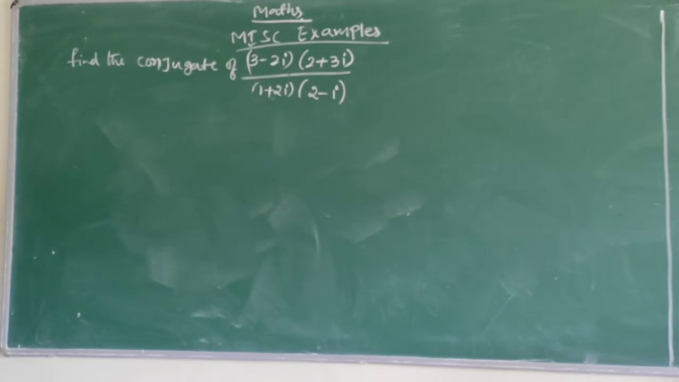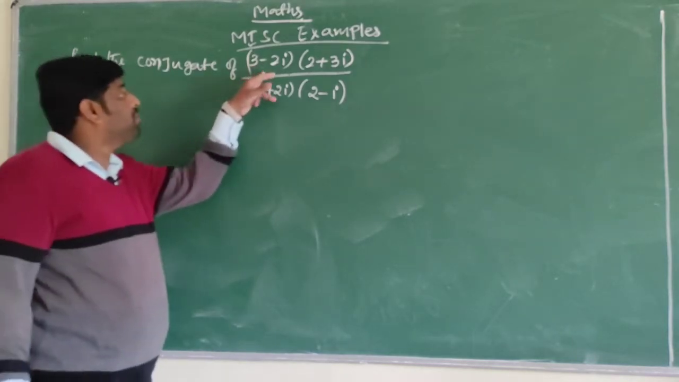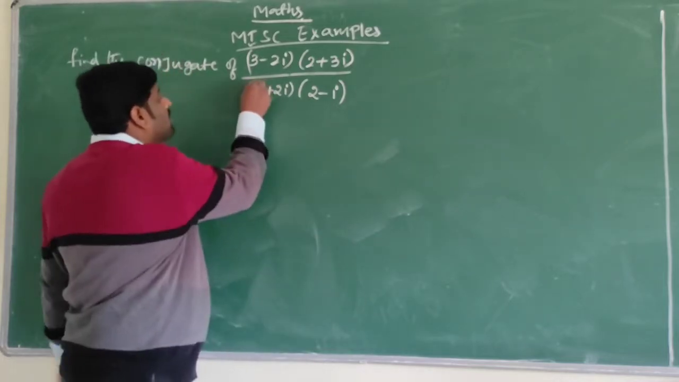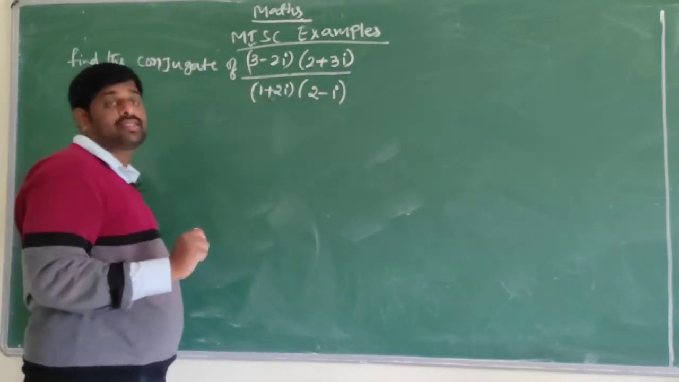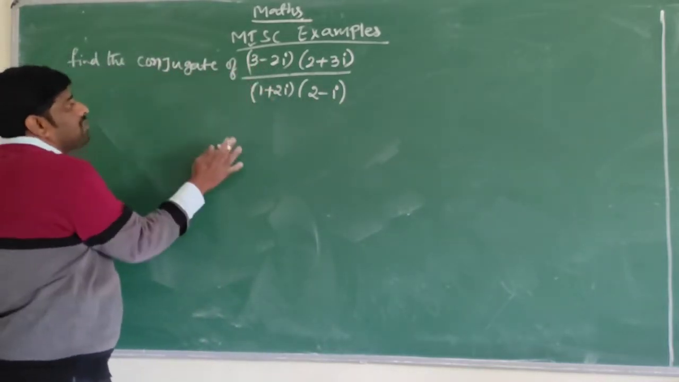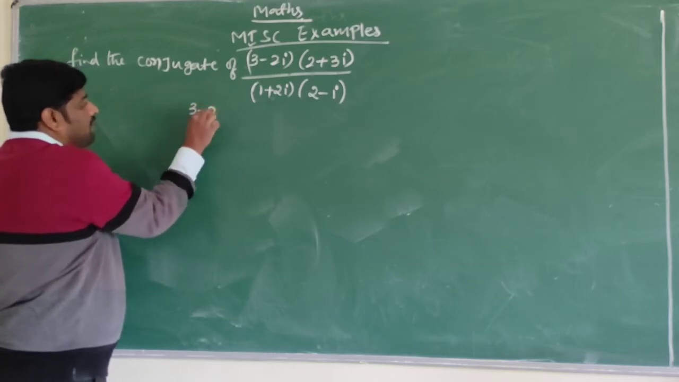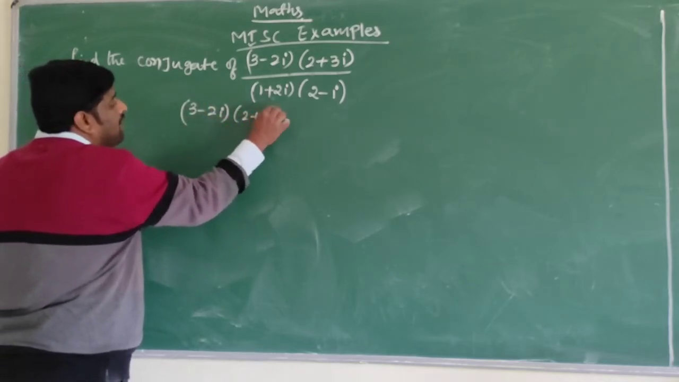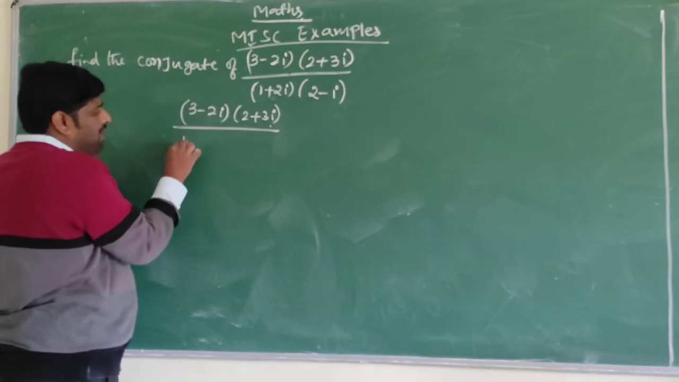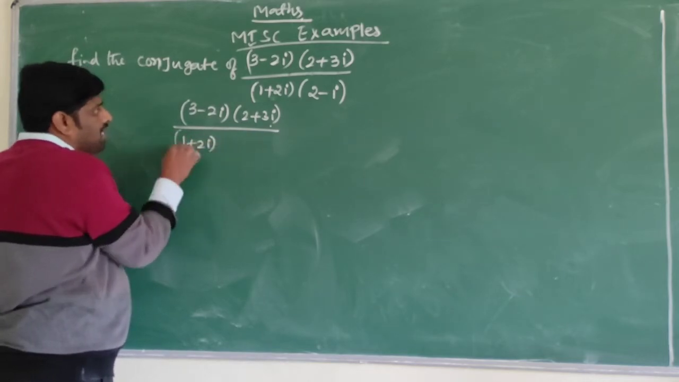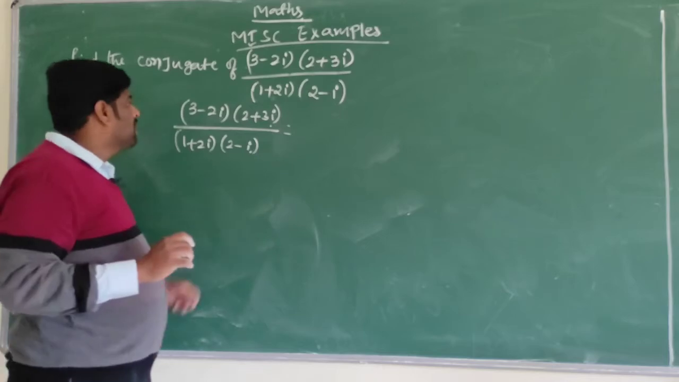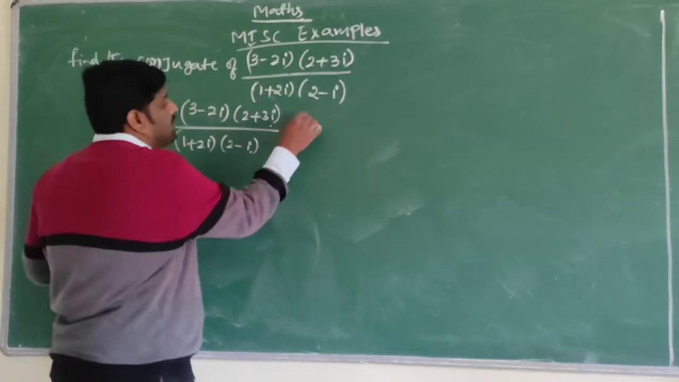Find the conjugate of (3 minus 2i)(2 plus 3i) divided by (1 plus 2i)(2 minus i). You have to write this one as it is: (3 minus 2i) into (2 plus 3i) divided by (1 plus 2i) into (2 minus i). Just we have to multiply here.